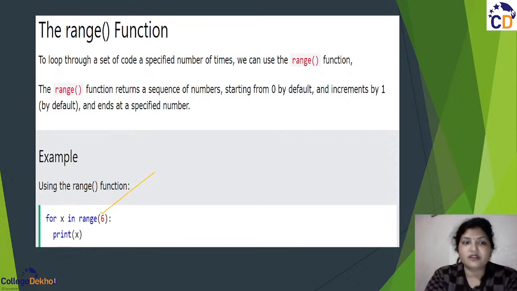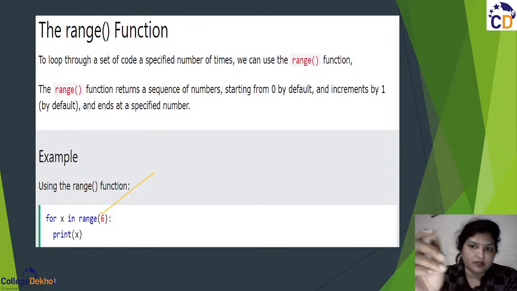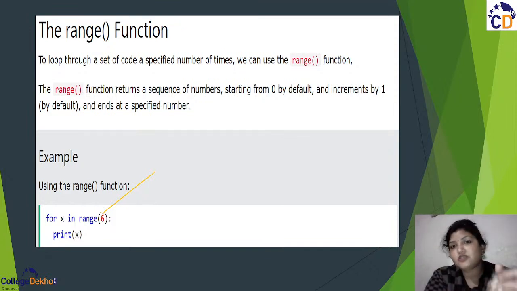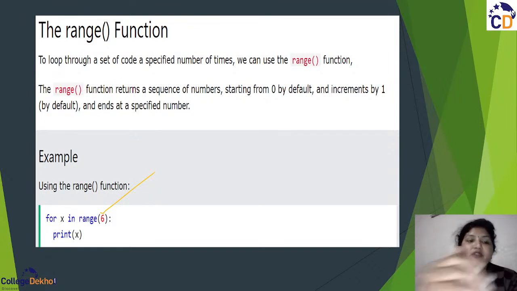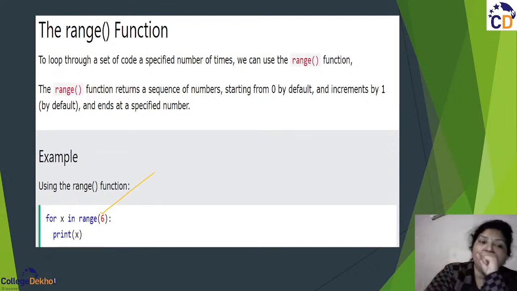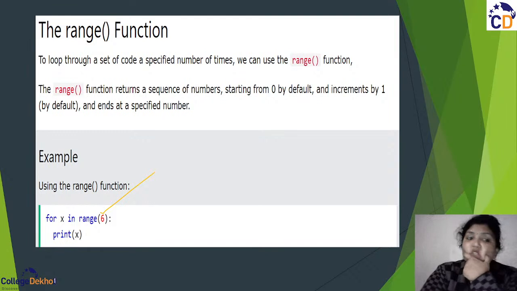Here 6 is specified as the end of that particular part, right? What is the starting point by default? That is 0. And what is the unit of increment it would be taking? That is 1. It increments by 1 by default, up to the specified number, like whatever condition you have given. Like I have given x in range 6, so it would be running from 0 to 5, 6 times.